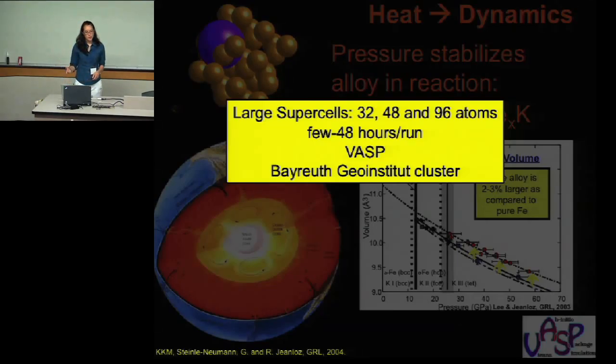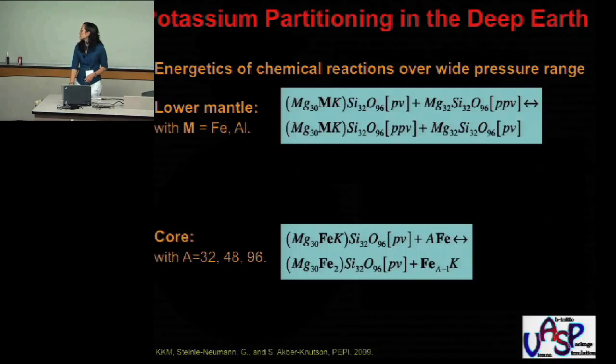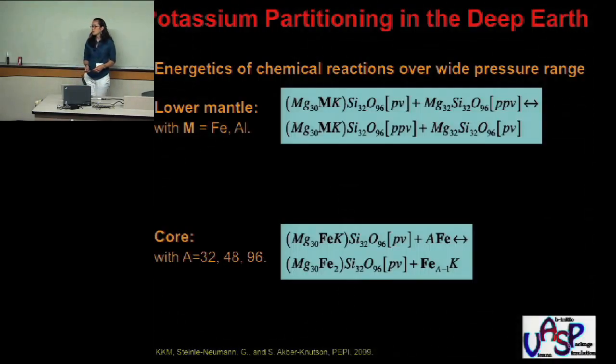Now we could take that a step further, and we decided to also look at how potassium would partition within the lower mantle, and then between the lower mantle and the core. Okay, so I just have here briefly the thermodynamics of the reaction that we're looking at. So looking at where potassium would go between perovskite and post-perovskite, or where potassium would go between perovskite and the iron, and that would be the core.